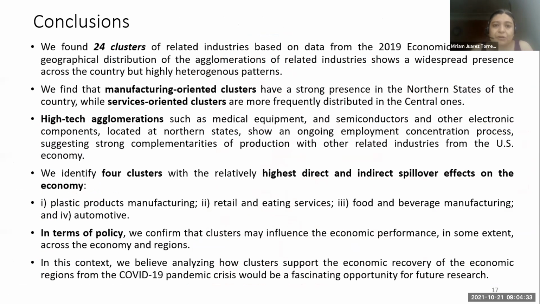Finally, to conclude, we found 24 clusters of related industries, mainly based on data from the 2019 economic census. The geographical distribution of these clusters shows a widespread presence, and they show high heterogeneity. We find that manufacturing-oriented clusters have a strong presence in the northern states of the country, and services-oriented clusters are more frequently distributed in the central regions.